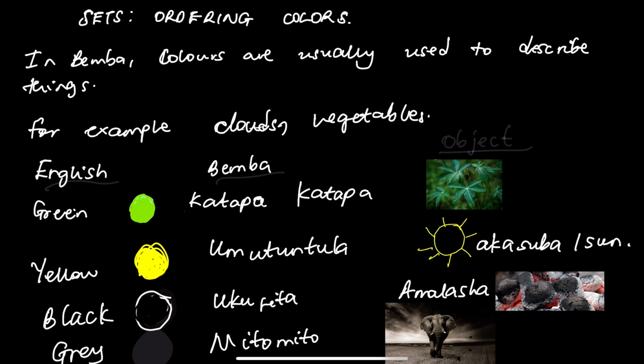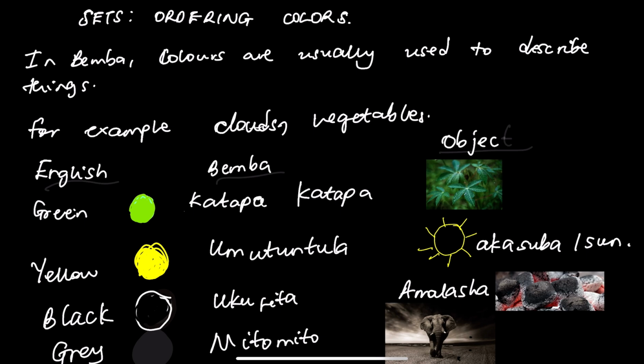So in Bemba, colors are usually used to describe things. For example, clouds or vegetables. So as we're looking at the names of things, we'll be seeing that in Bemba, they actually refer to specific things. So we'll be mentioning the colors first in green, then we'll see how it looks, and there'll be an example of an object. So let's start.